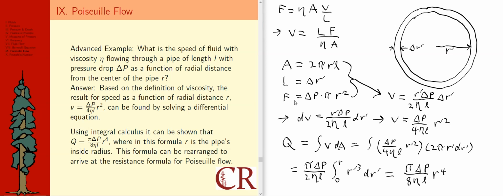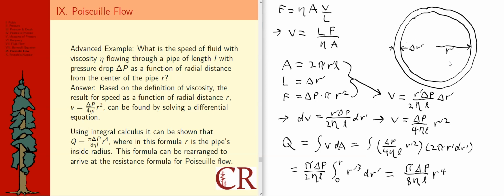But I've restated that in terms of the pressure drop multiplied by what looks like the area of a circle here, pi r prime squared. So that's really the area of this inner circle here with this defined radius r prime. Now, why does that make sense?